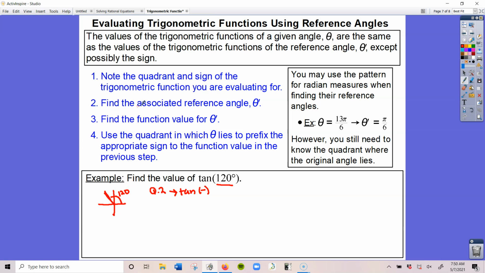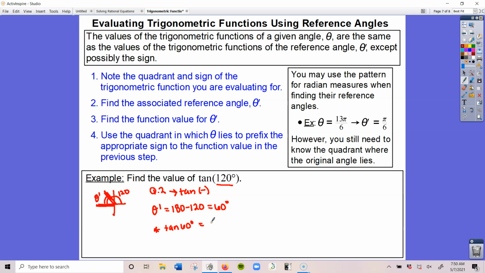Now we need to find the reference angle. In order to find the reference angle, it's this one here. That means I would have to take 180 and subtract the 120, and I get 60 degrees. So what I do now is find the function value for the reference angle. So I'm going to figure out what is the tangent of 60 degrees.